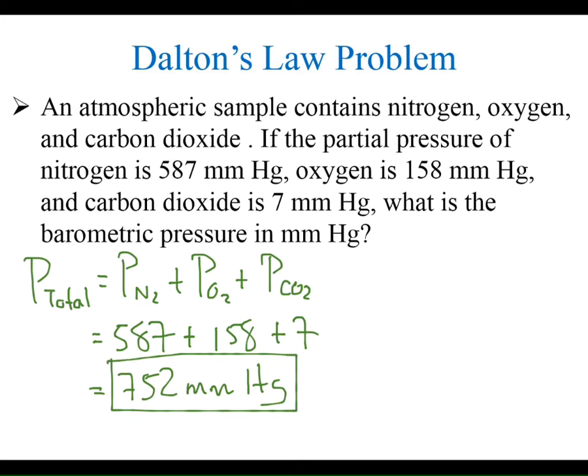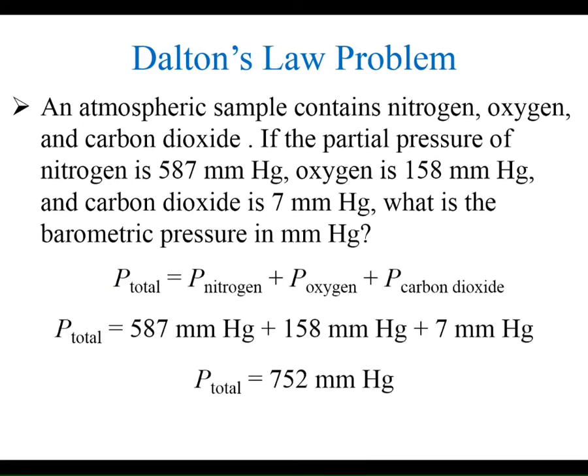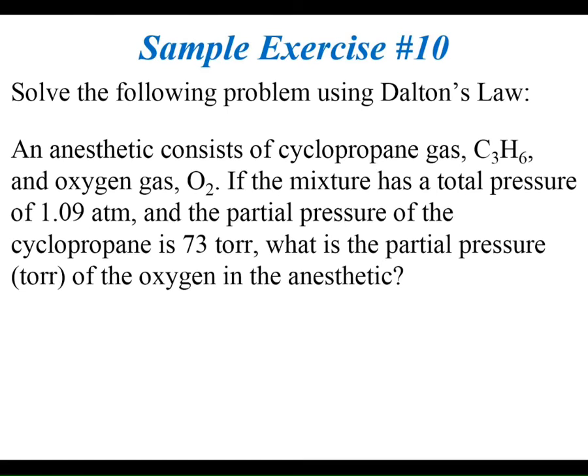Okay, well, let's do one slight little variation on that. This one is there on your handout. This one says you have an anesthetic, and it consists of cyclopropane gas and oxygen gas. So the mixture has a total pressure of 1.09 atmospheres. Well, out of that total, 73 torr is cyclopropane. So how many torr must oxygen be?